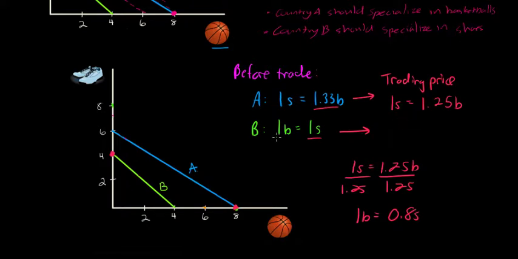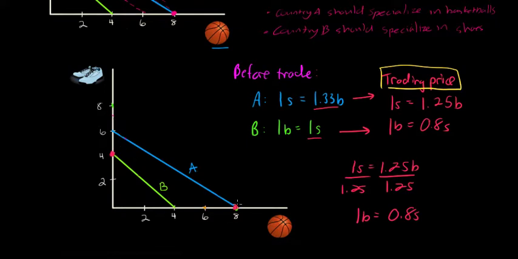So country B is now going to be able to get basketballs at a lower opportunity cost in terms of how many shoes it must give up. So the new basketball price is 1 over 1.25, which is 0.8 shoes per basketball. With these new values in mind, we can illustrate the gains from trade using the trading price between countries A and B for basketballs and shoes.